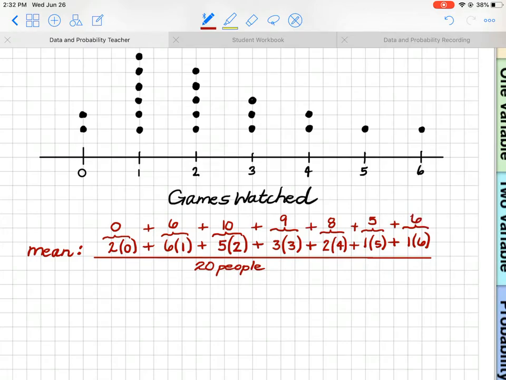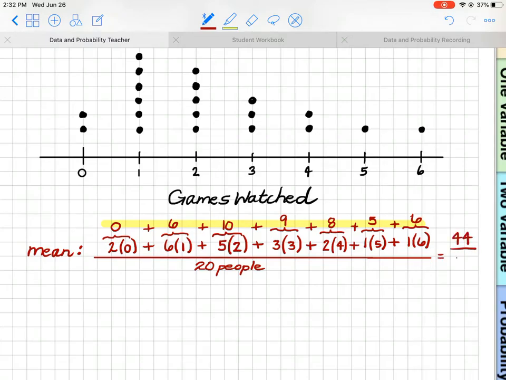And then with my calculator and your calculator, we need to add up those numbers. Now you can put all that in your calculator, the multiplying. I'm just a little leery of that because that's a lot of places to make a mistake. Okay, so 0 plus 6 plus 10 plus 9 plus 8 plus 5 plus 6 equals, I came up with 44.